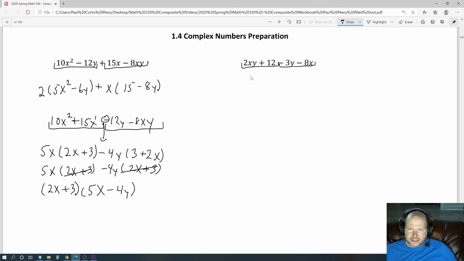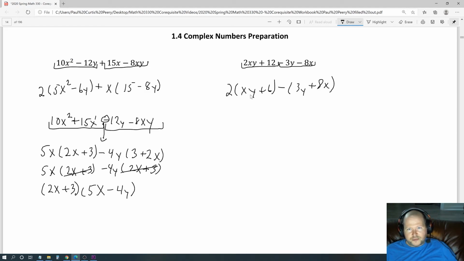So let's factor the second 2 right over here. So what can I factor out of a 2xy and a 12? Well, I can factor a 2 out. What can I factor out of an xy? There's nothing else over there. So I can just factor a 2 out, right? So xy plus 6. What can I factor out of a negative 3 and an 8? Nothing. What can I factor out of a y and an x? Nothing. So that would simply leave you positive 3y plus 8x. And again, it didn't work.